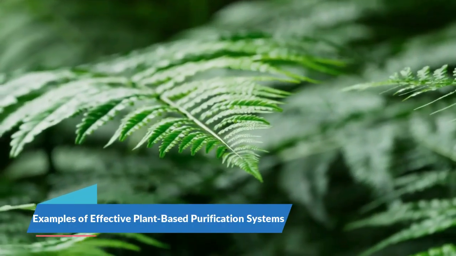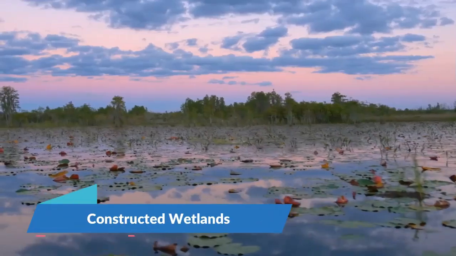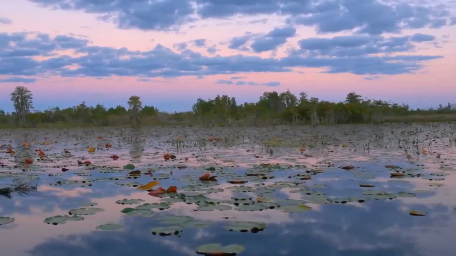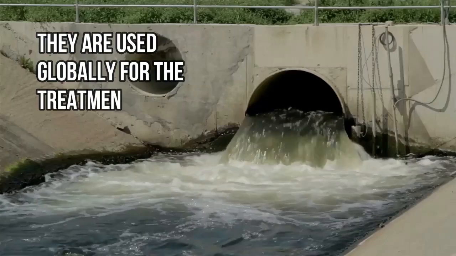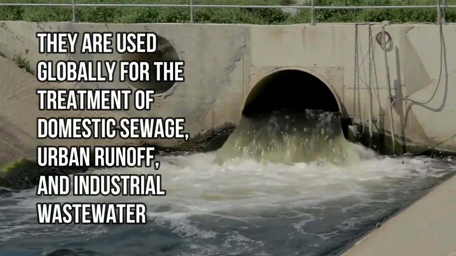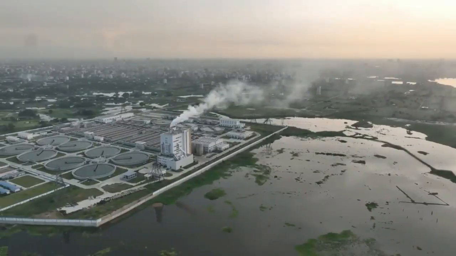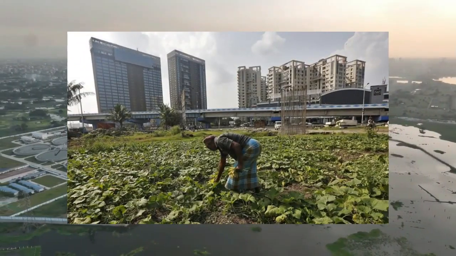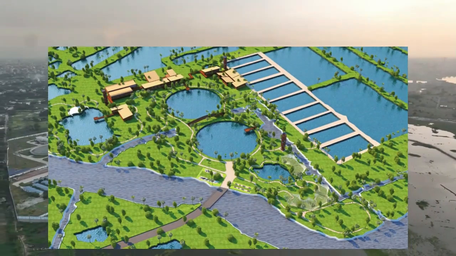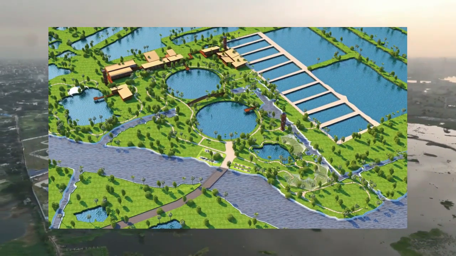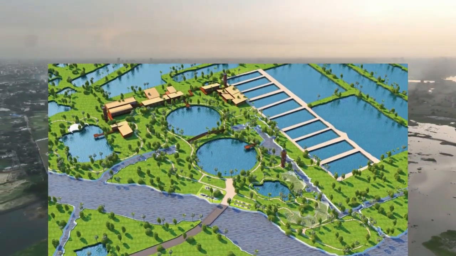Examples of effective plant-based purification systems. Constructed wetlands. These are engineered systems that mimic natural wetland properties. They are used globally for the treatment of domestic sewage, urban runoff, and industrial wastewater. For instance, the East Kolkata wetlands in India naturally treat the wastewater of nearly 1 million people using only biological and physical processes facilitated by plants.